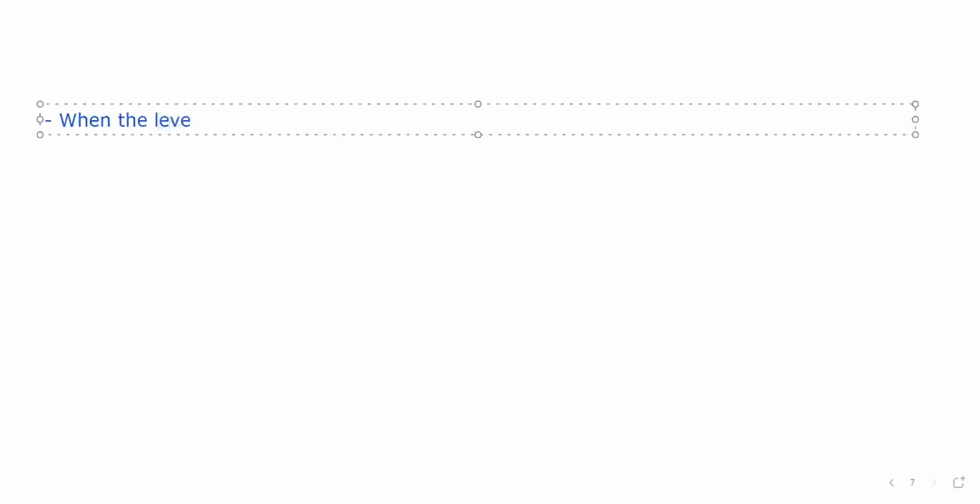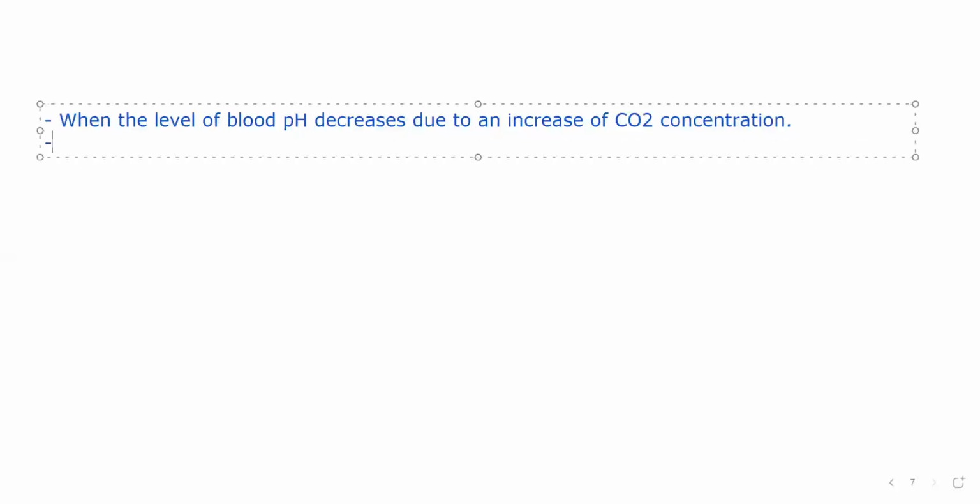Simply put, in summary, we could say, first point, when the level of blood pH decreases due to an increase of carbon dioxide concentration, CO2 concentration, or you could say as carbon dioxide concentration increases in the body, blood pH decreases. Next point, what happens?